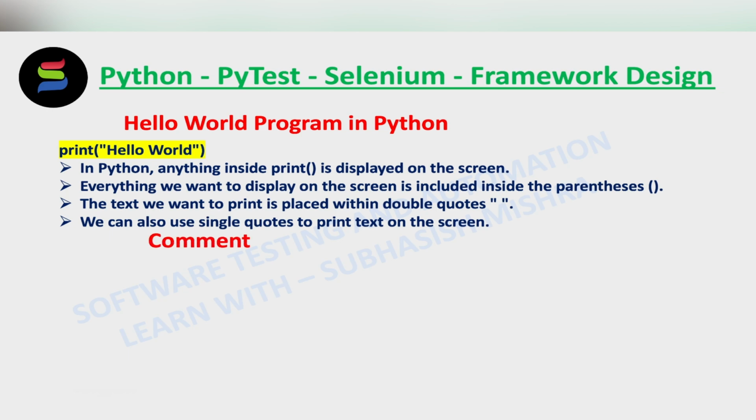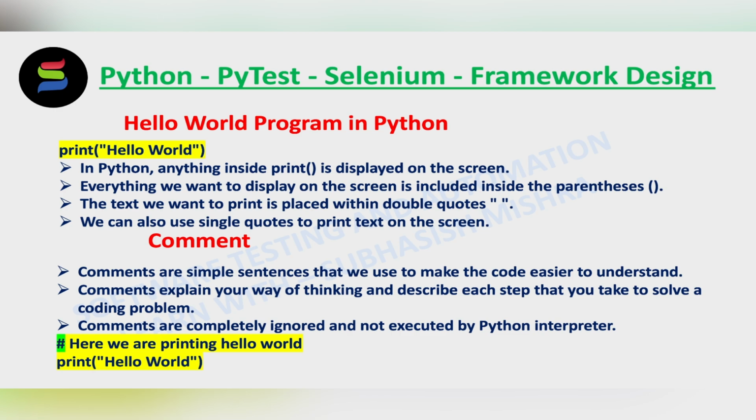Next thing we learnt is about comments. Comments are simple sentences that we use to make the code easier to understand. Comments explain your way of thinking and describe each step that you take to solve a coding problem. Comments are completely ignored and not executed by the Python interpreter. Using the hash symbol, you can write a comment.